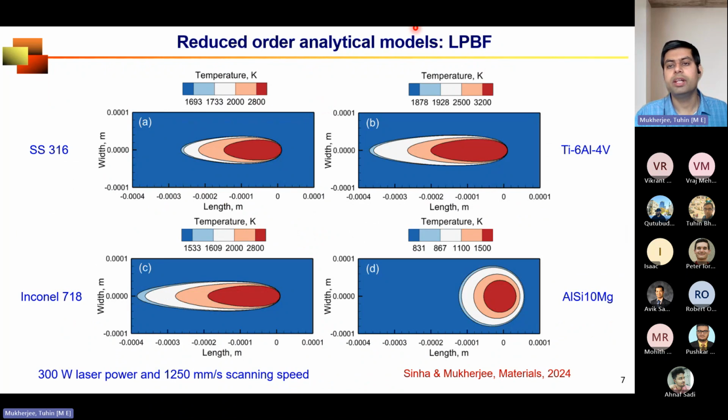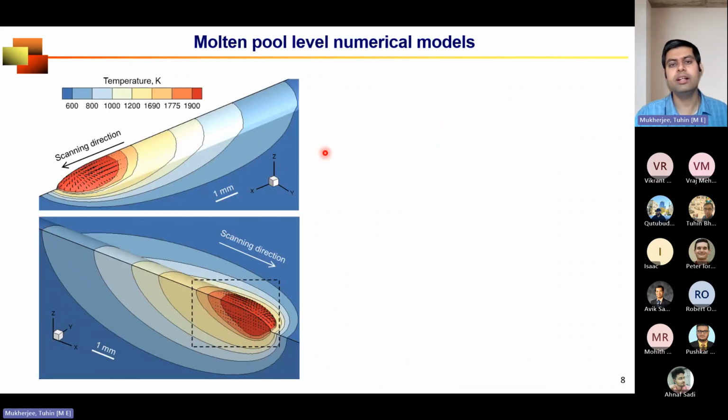You can do the same thing for laser powder bed fusion, and you see that depending on which material you are using, I have kept here 4 very common materials that we use in metal additive manufacturing, these reduced order analytical models, although they are very straightforward and simple, can identify the differences between different materials. So these are the most primitive models that one can use. Now to increase the complexity, multiphysics molten pool level numerical models. You know that during the additive manufacturing process, you melt the material and then you deposit that molten material.